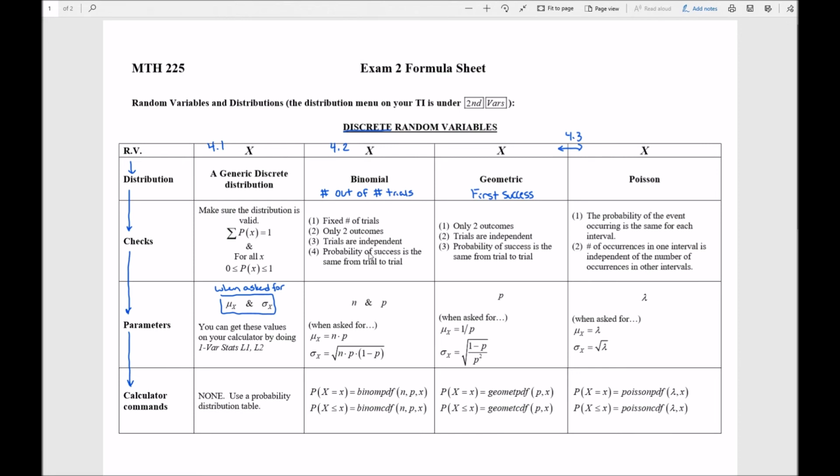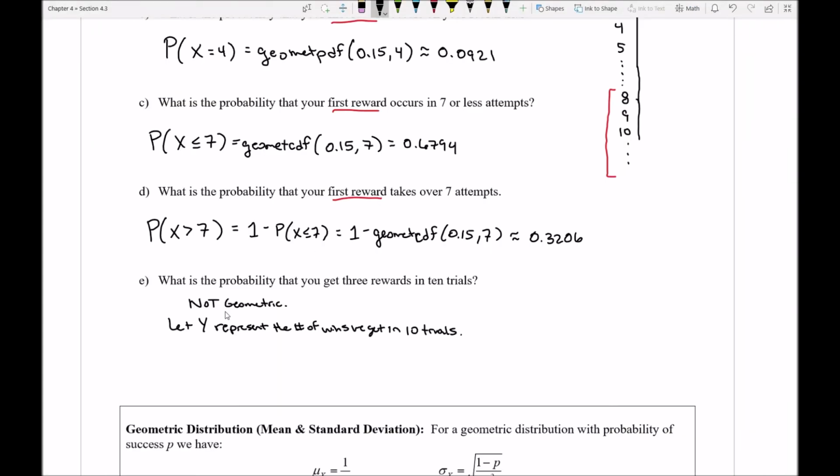Let's check to make sure this would actually be a binomial question. I know I have a fixed number of trials. Are there still only two outcomes? Yes, I either win or lose. I get a success and get the jackpot, or I don't. The trials are independent, and the probability of success is still 0.15. So I can state here that y has a binomial distribution, specifically with n being 10 and p being 0.15.